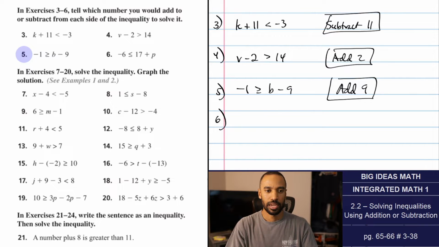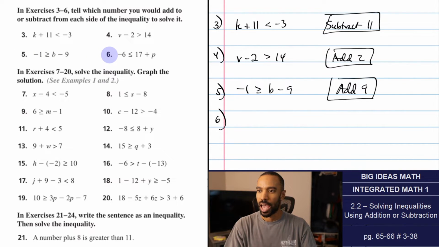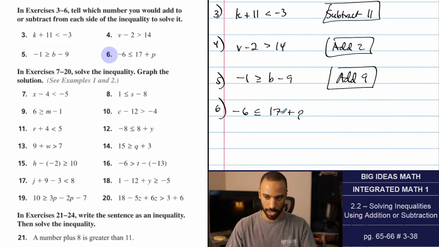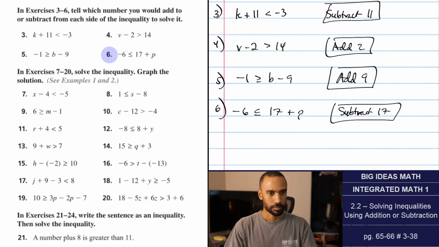And then number 6, I don't know, these are kind of weird questions. Why don't they just let me solve? Number 6, I have negative 6 is less than or equal to 17 plus p. P is a positive number. 17 is a positive number. I got to subtract the 17 over, and then all will be good. Subtract the whole 17. And that's what you'd have to do from each side. Hopefully it's pretty good. Now, they didn't say to solve it, so they just said tell which number.